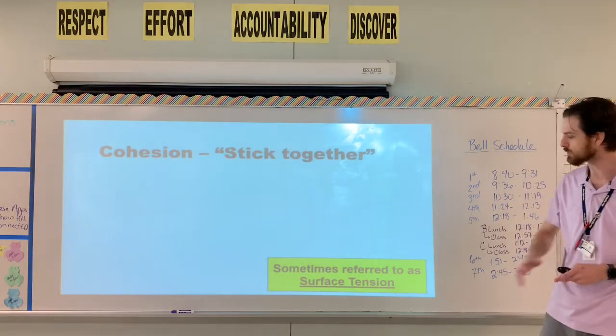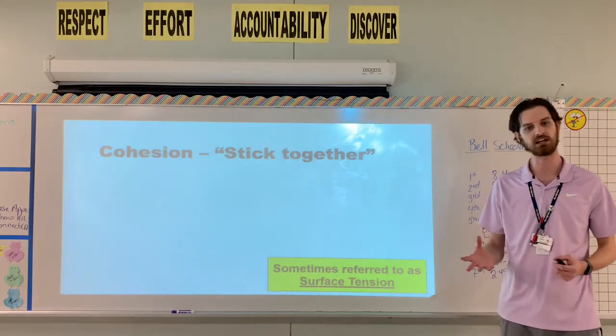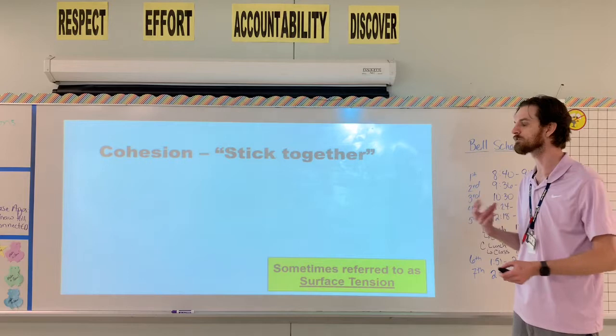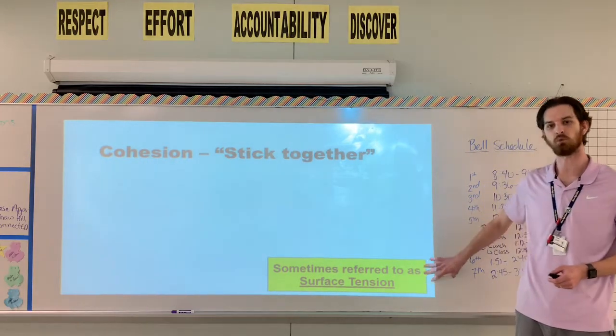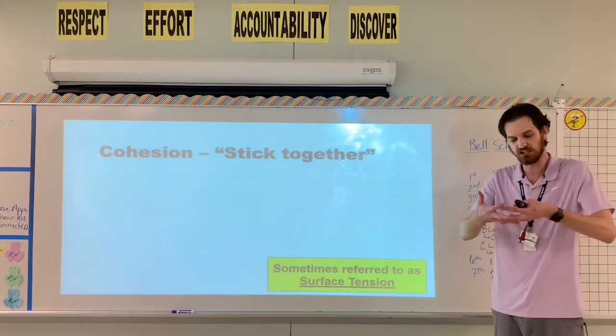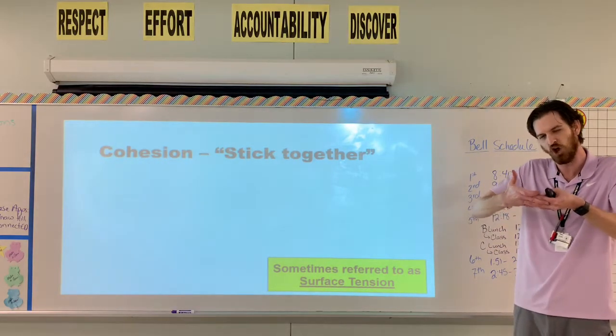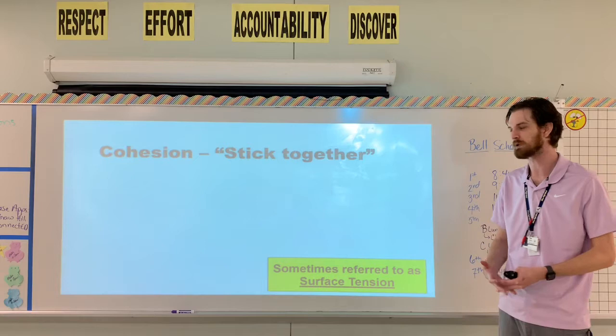Sometimes we refer to cohesion as surface tension, depending on if we're talking about the surface of the water or as like a droplet. So for instance, the paper clips on top of the water, the cohesion that we were seeing on letting them float was that surface tension, how the surface kind of held together and wouldn't let those paper clips fall.